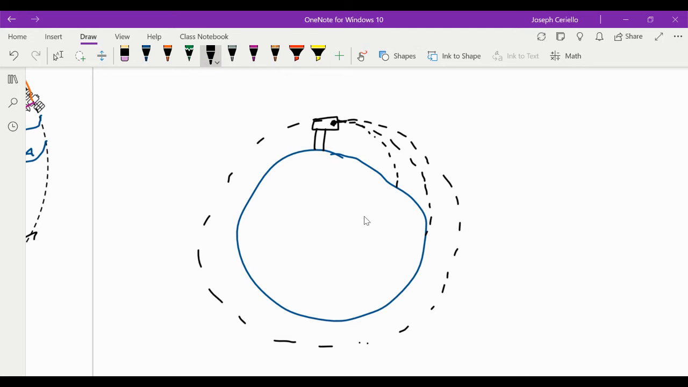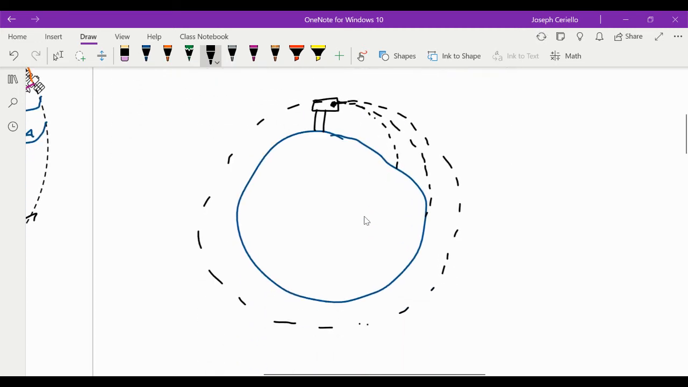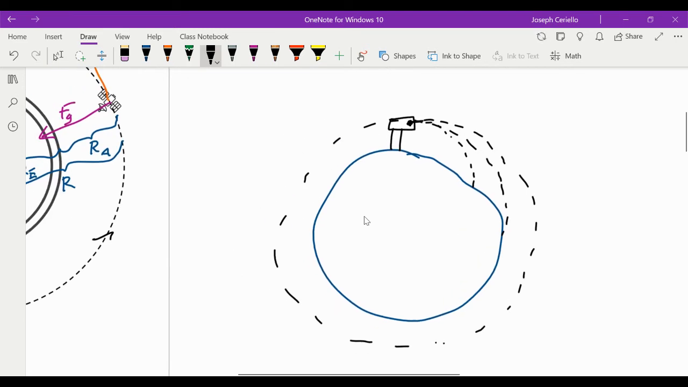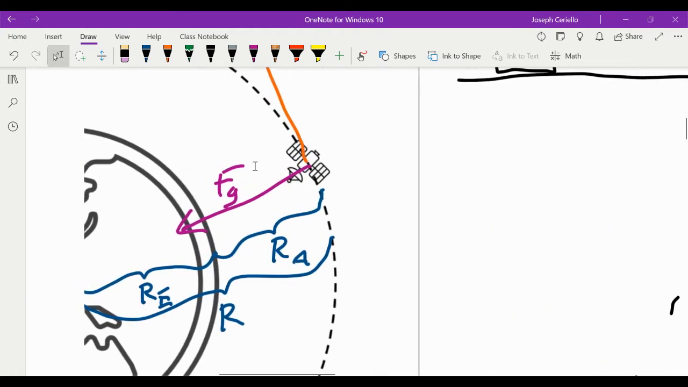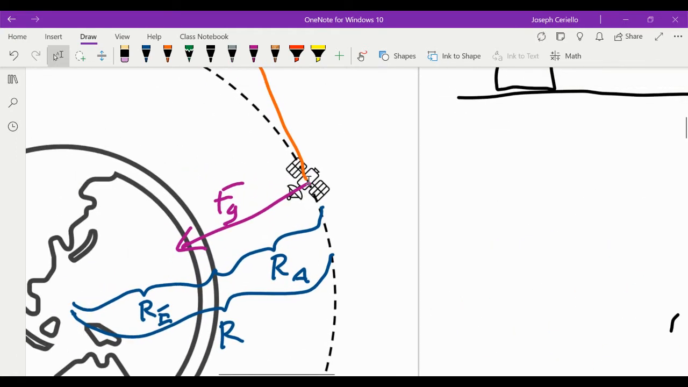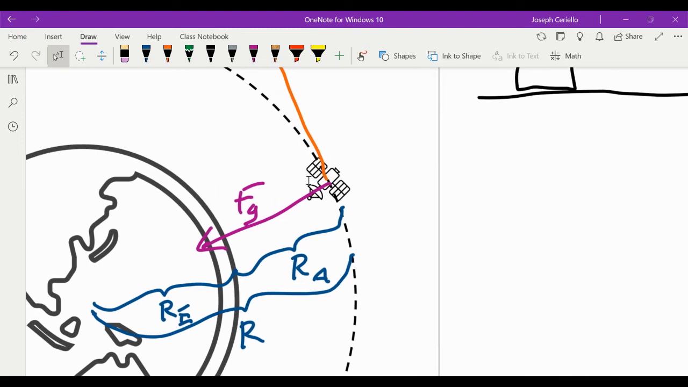When we talk about people on the International Space Station, picture instead of a cannon fired around, you're on the International Space Station. We saw last class that the acceleration due to gravity on the International Space Station is about 8.6 meters per second squared. So why don't those astronauts just fall to the bottom of the ship?